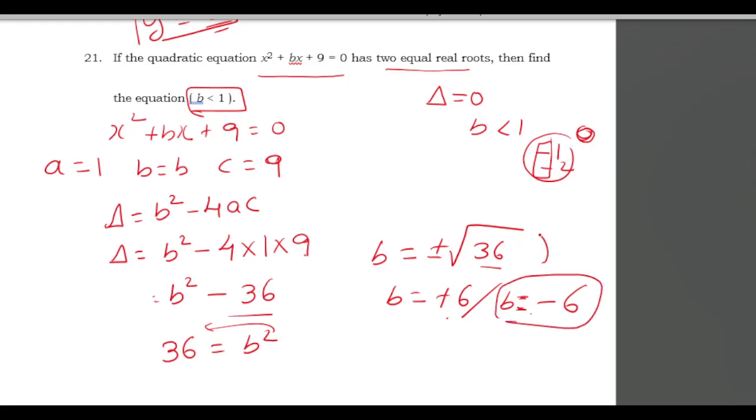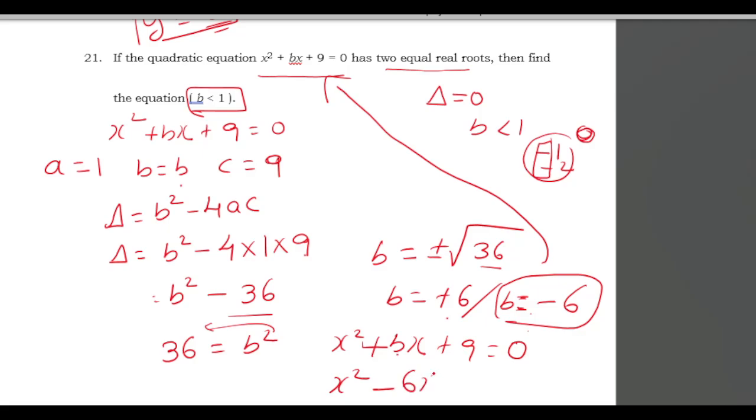Now put the value into the equation. b is equal to minus 6. So x square plus bx plus 9 is equal to 0, with b meaning minus 6, becomes x square minus 6x plus 9 equals 0. This is the quadratic equation. I think you got this equation.